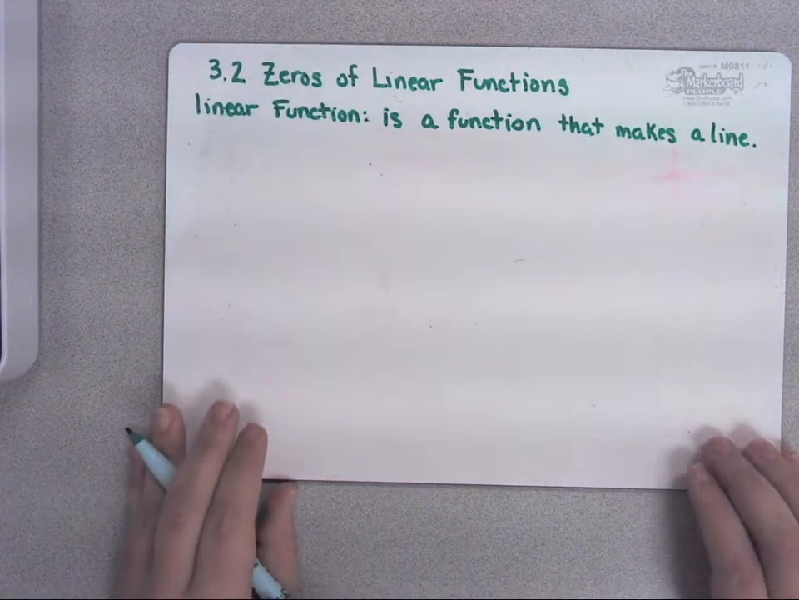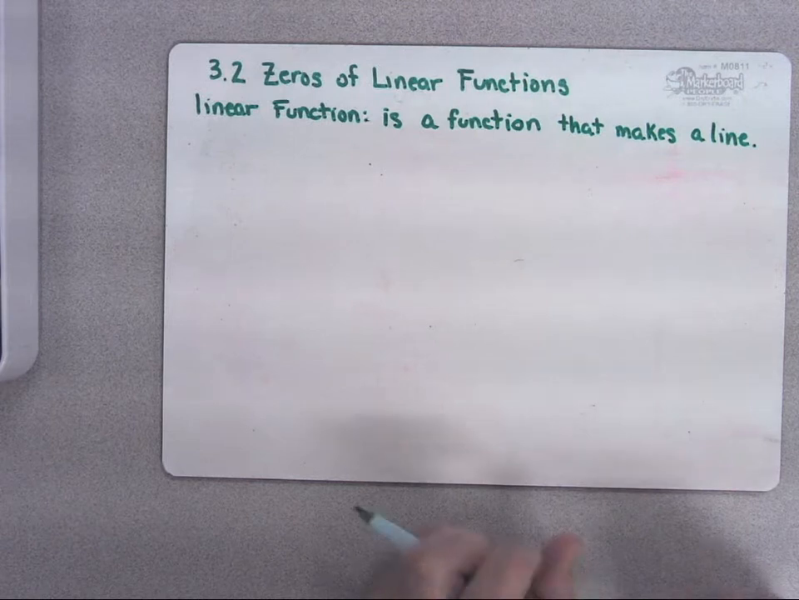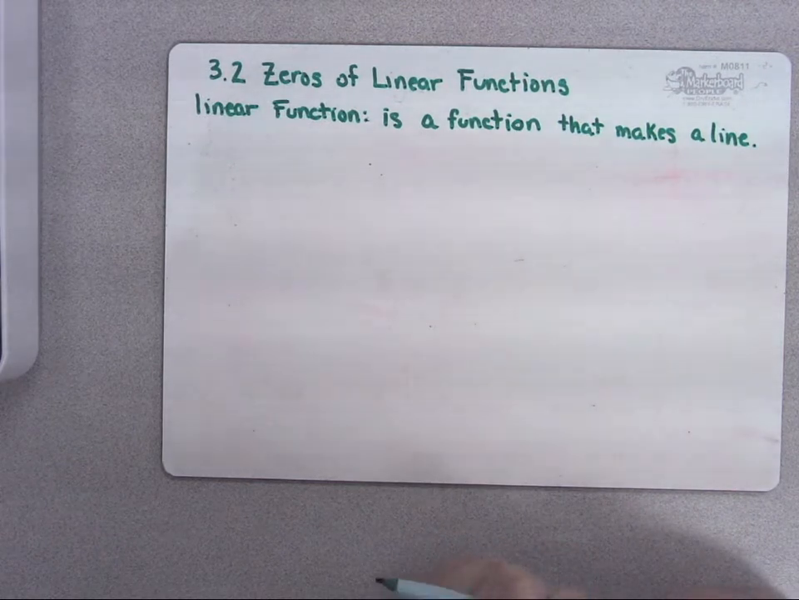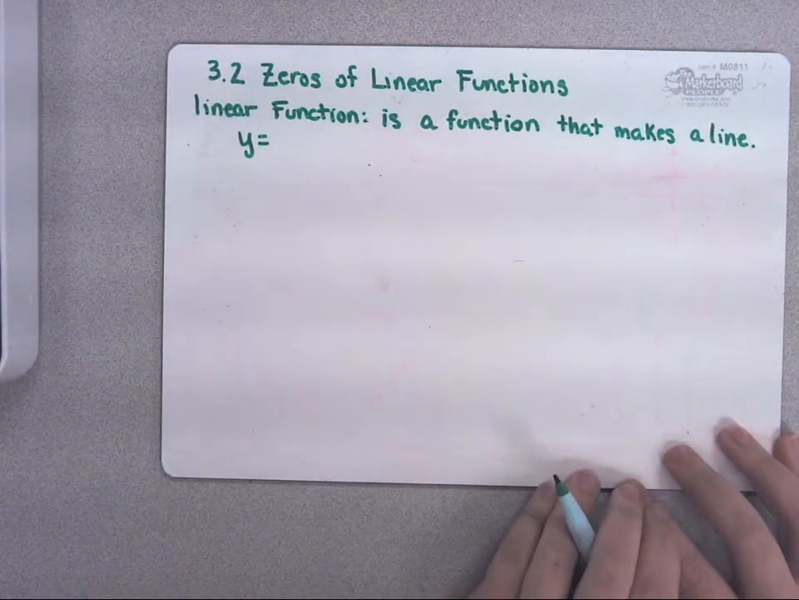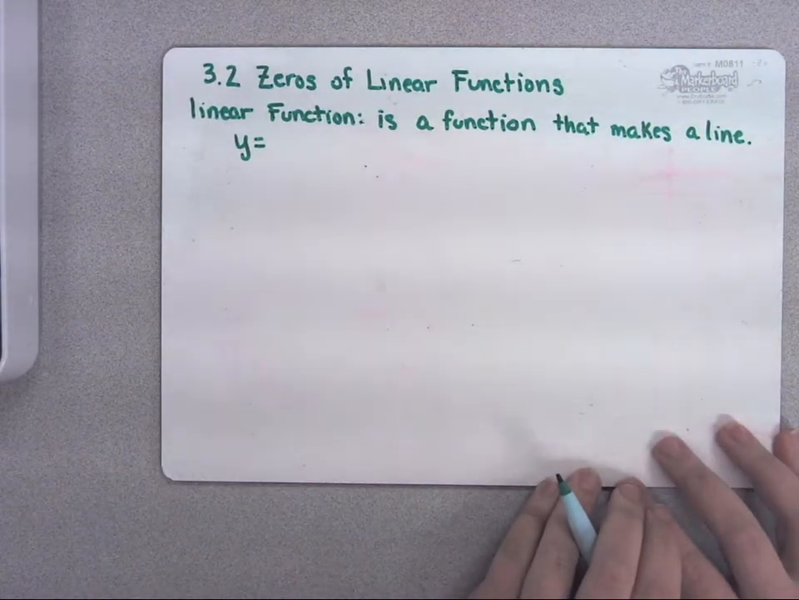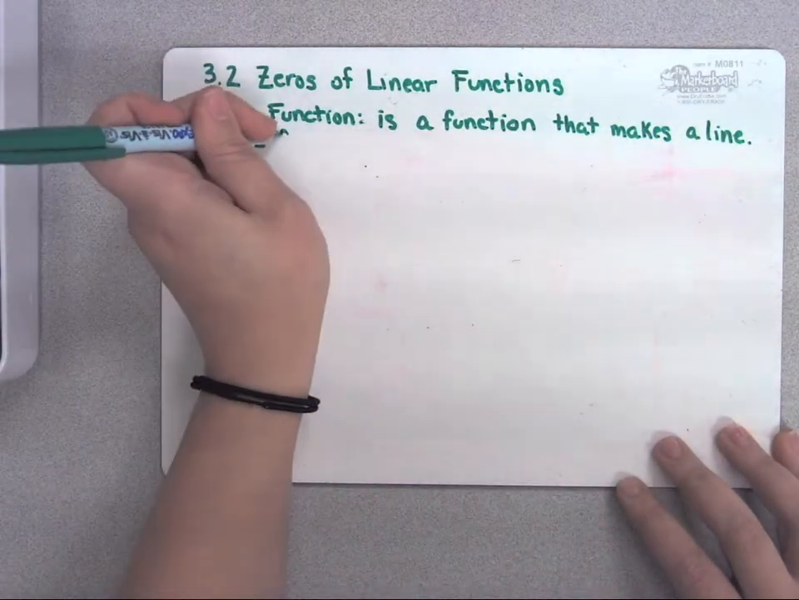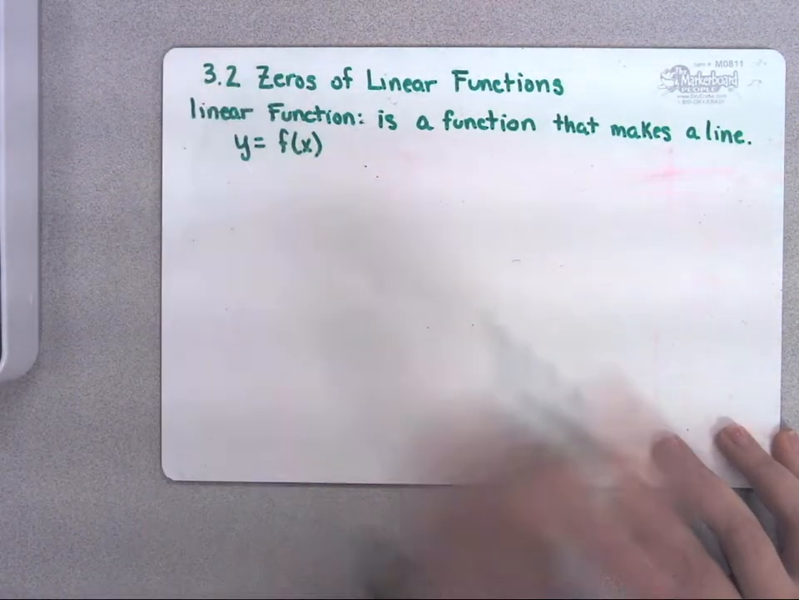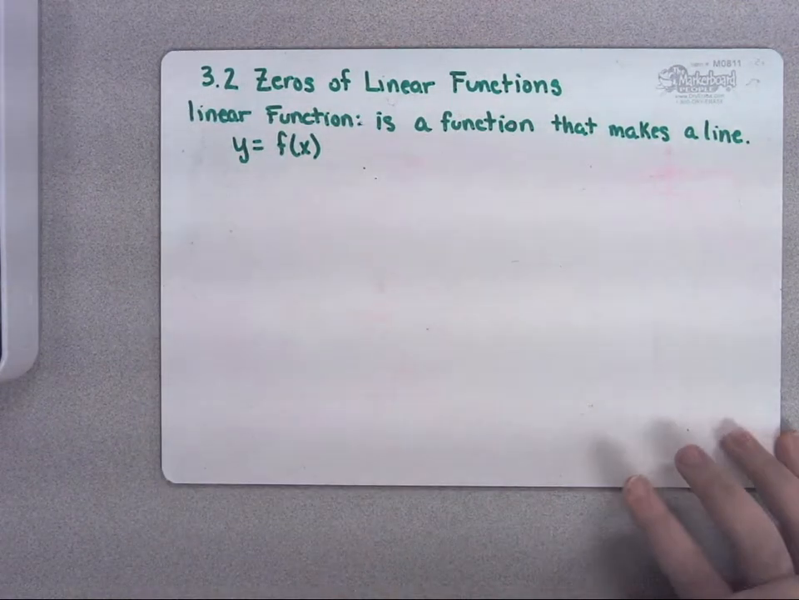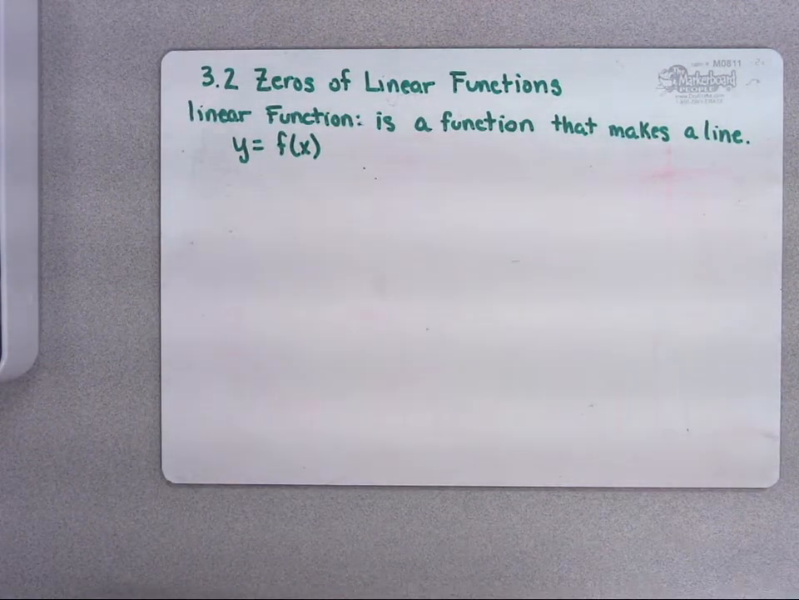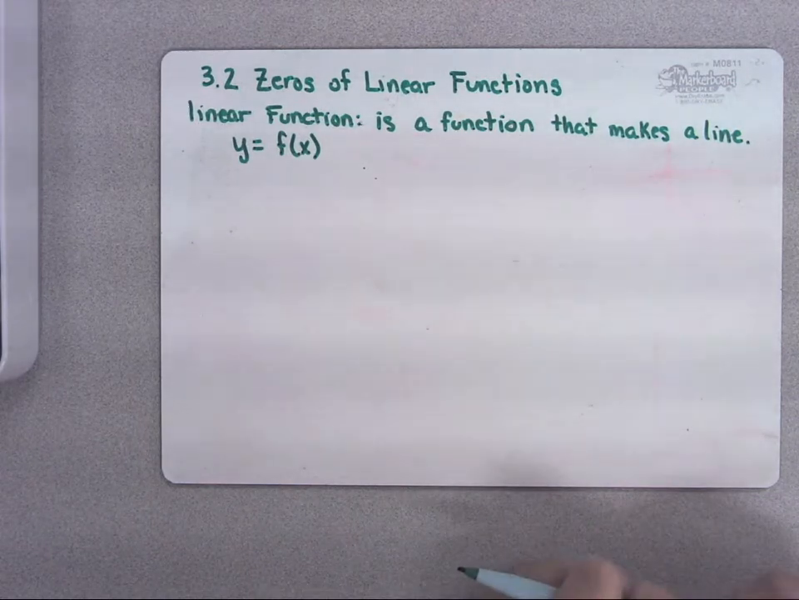Does anyone remember what the notation is for a function? Talked about it in chapter 1. We usually use y equals in a regular equation. Do you remember what we use for functions? F of x. Remember f parentheses of x? You call it f of x. Remember, y is the same thing as f of x. They mean the same thing. All we're doing is really replacing y with f of x.